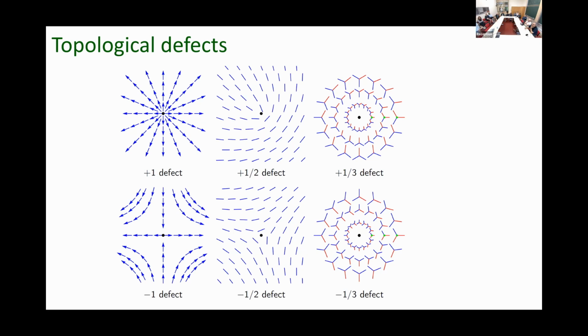So for your hex symmetry, you'd expect a 1/6 defect. Yes, exactly. Yeah, so it's just in units of ±1/p. And the ones we're familiar with are the +1 and the plus. So you could just generalize it, and for the formalism, it doesn't really change it.